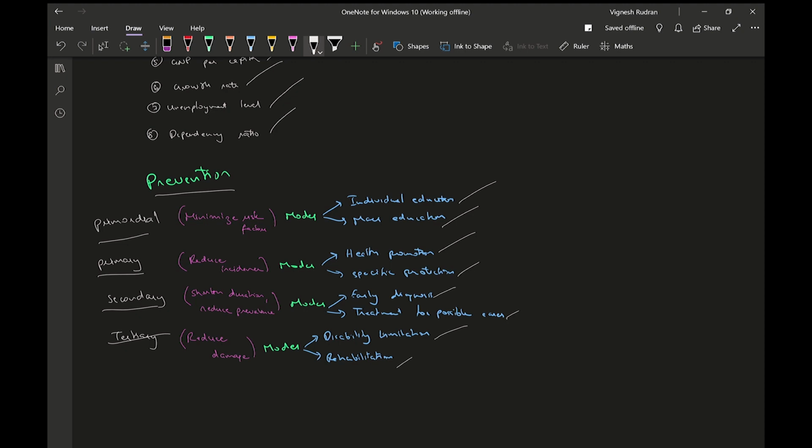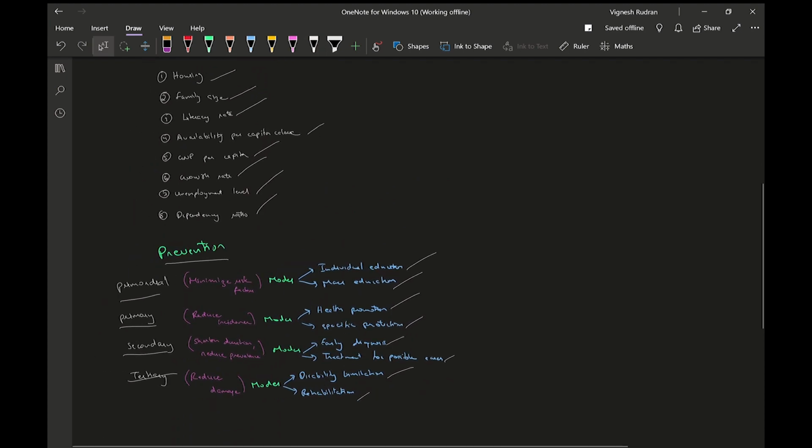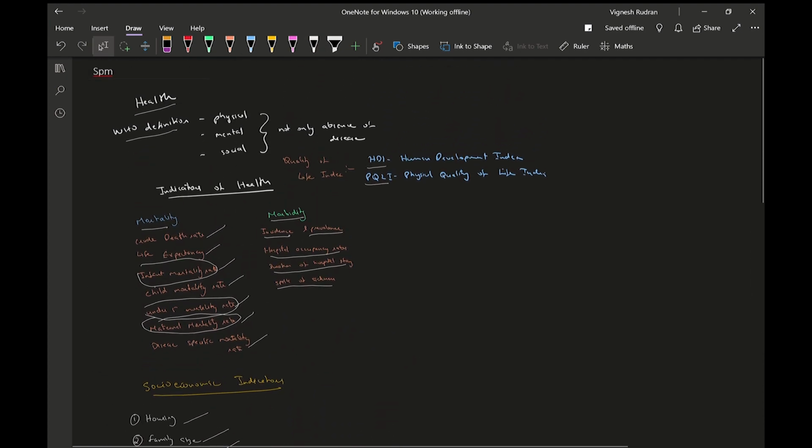So this is a very brief intro into your SPM, covering the chapter concept of health from Park. So I hope it's very concise and you remember most of whatever I said.